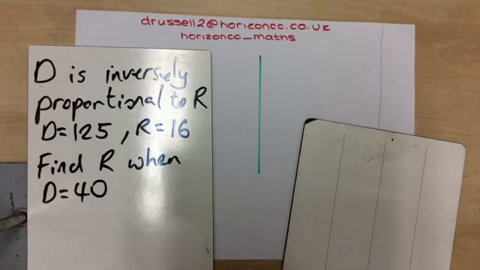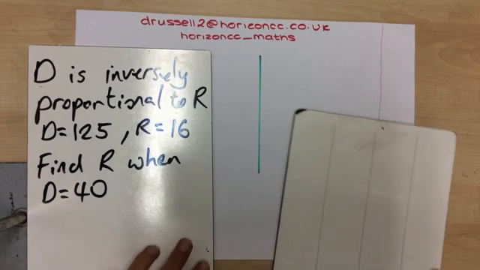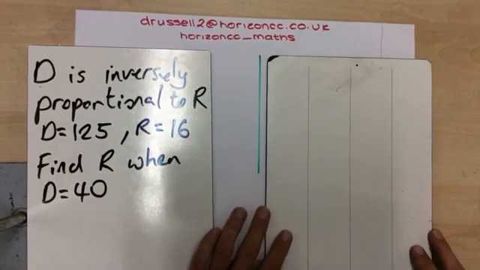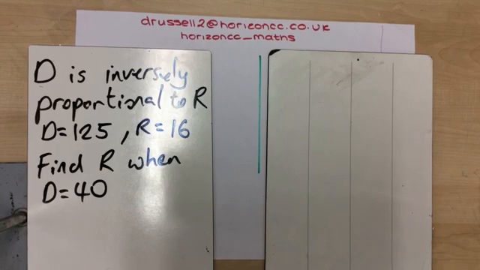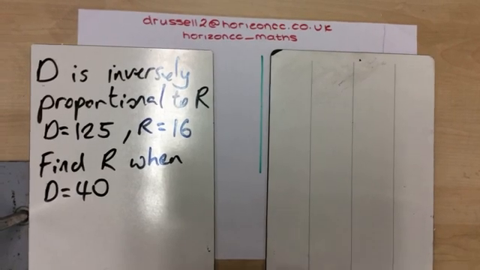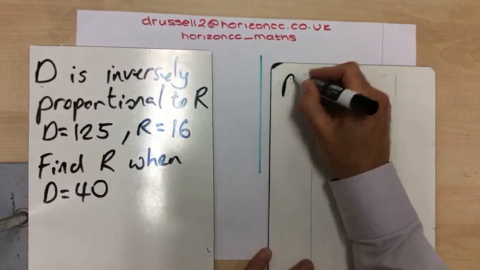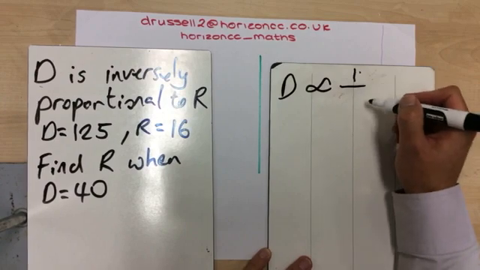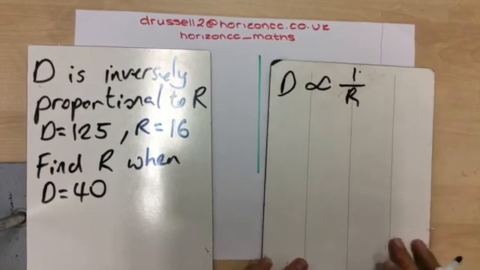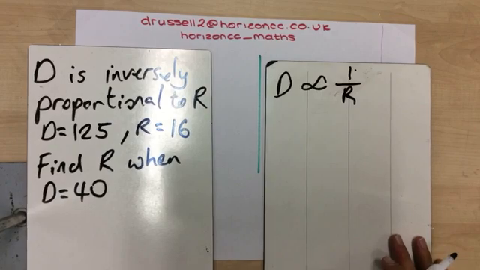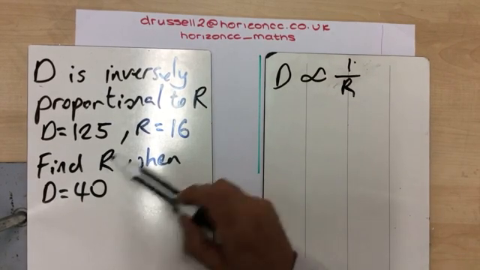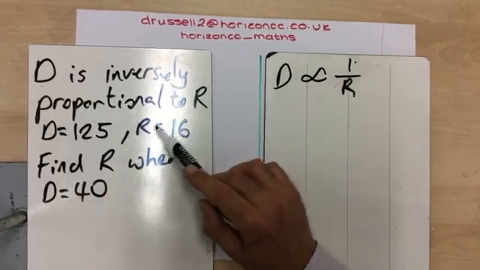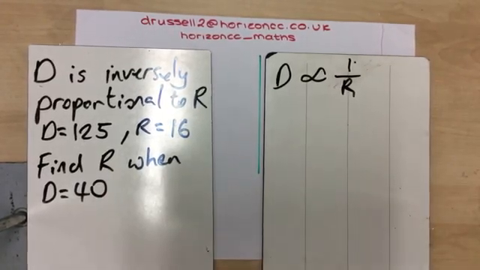Okay, but back to proportionality, and we've now got an inverse question. Special request from Lauren Woodcock. First shout out for Lauren. Okay, so D is inversely proportional to R. Inverse means 1 over. So usually quite typical, these questions. We're now given a pair of values that work, so we're told that D equals 125 when R equals 16.